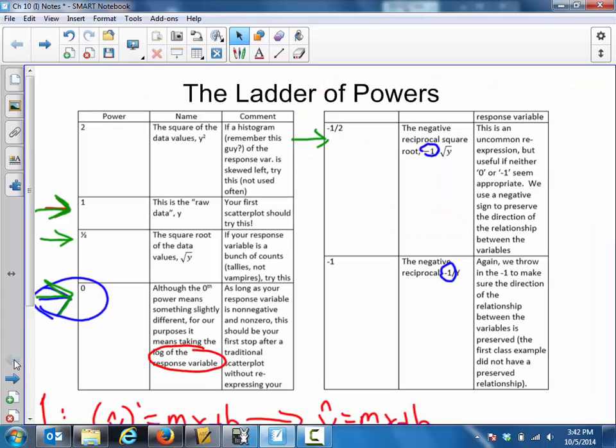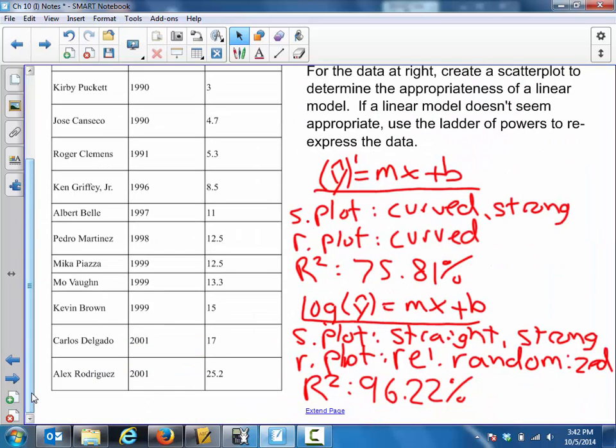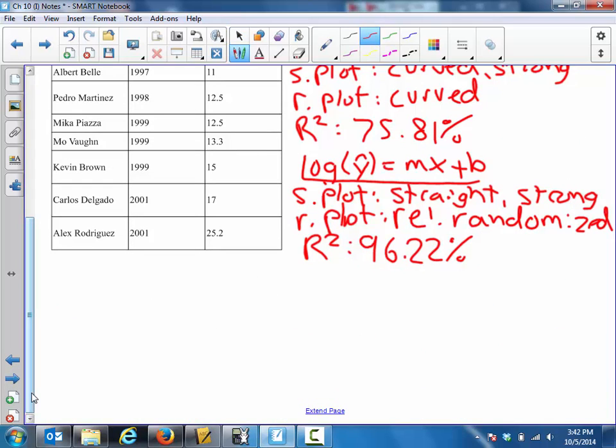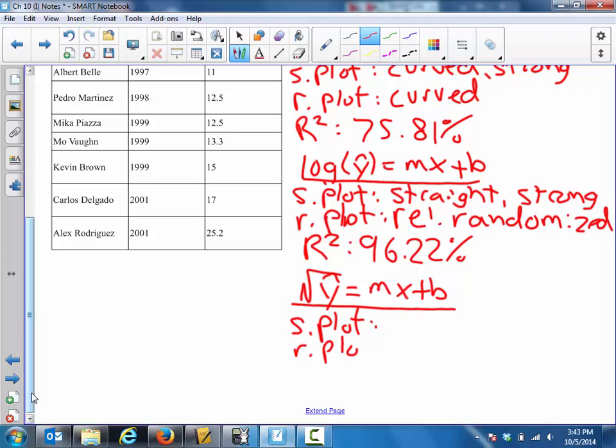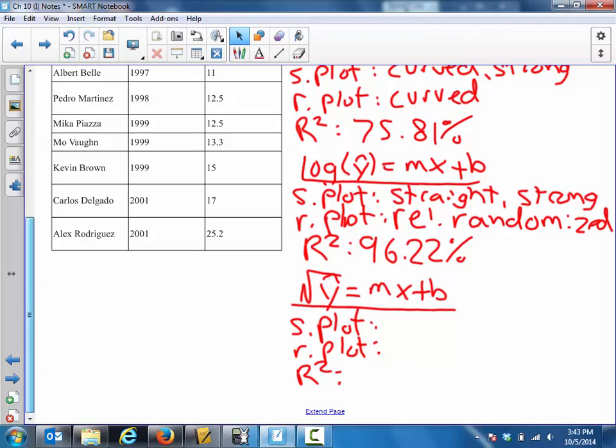Let me pull the calculator back up. Rung 1/2 is square root of y. So this model, if it's a good one, would be the following: y hat equals m x plus b. We're going to make note of the scatter plot, the residuals plot, and your R squared. All right, let's see what we've got.